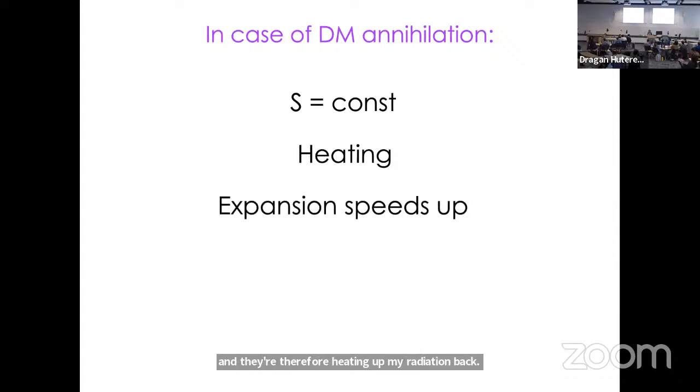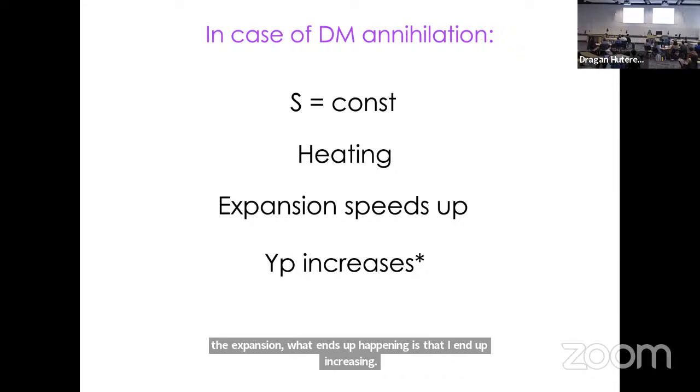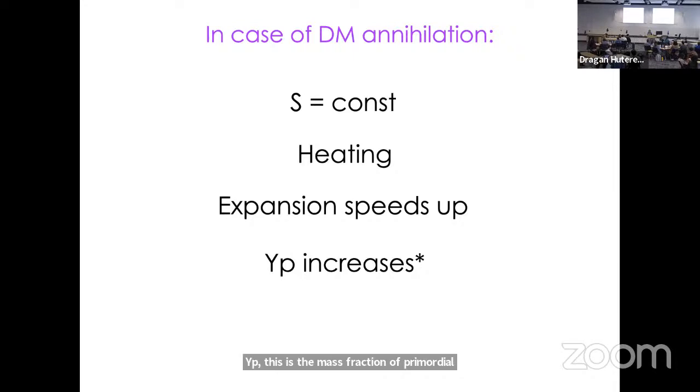And then the funky thing happens, which is that there's like a giant hiccup in the universe. So the universe speeds up its expansion a little bit because now I all of a sudden have slightly heated up my radiation component. And, you know, per Friedmann equations, if I speed up the expansion, what ends up happening is that I end up increasing Y_P. This is the mass fraction of primordial helium. So how much helium I produce in the early universe.